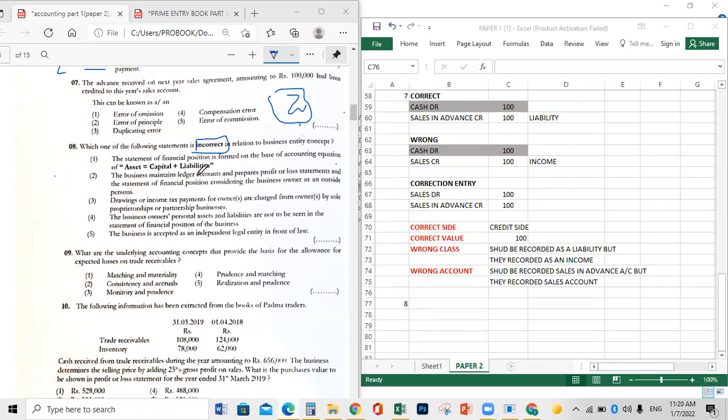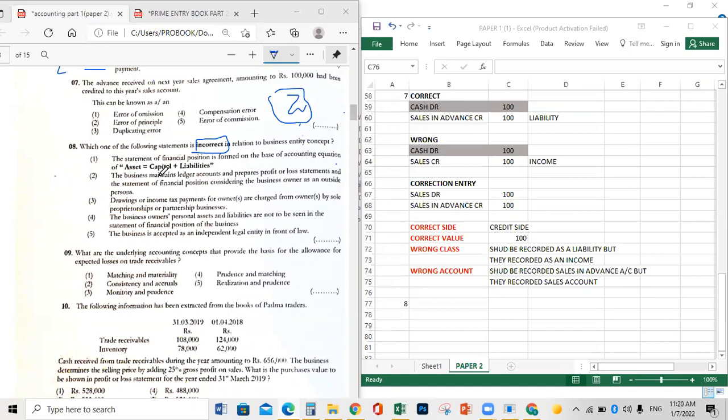Okay, let's read it. Yes, Lamha, let's read it. I'm sorry, I didn't check the last few answers. Okay. Which of the following is incorrect? The first mistake you might make in this question is to think they're asking for the correct one. They're asking for the incorrect one, guys. The statement of financial position is formed on the basis of the accounting equation: asset equals equity plus liability. Yes, guys.